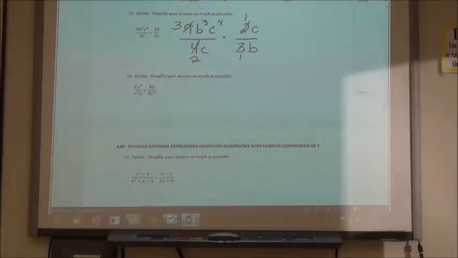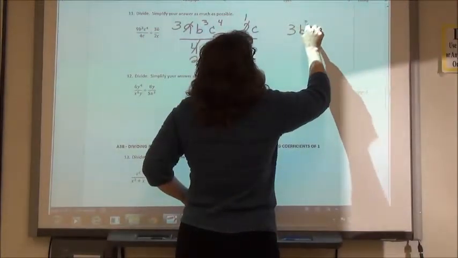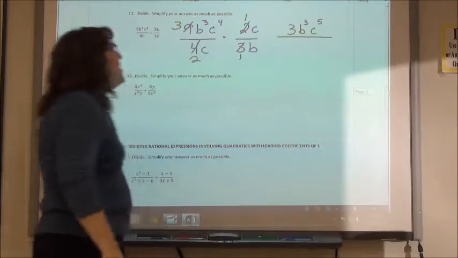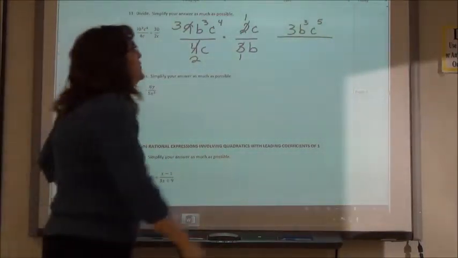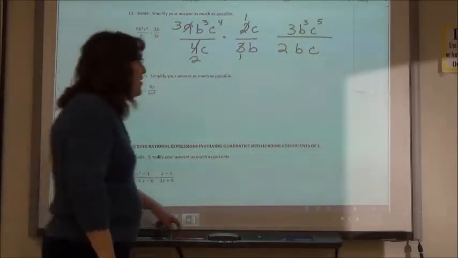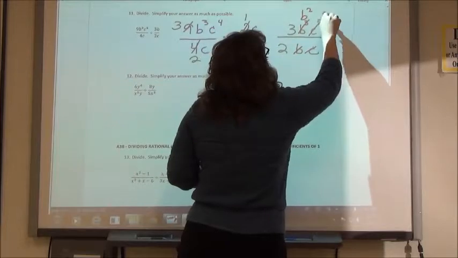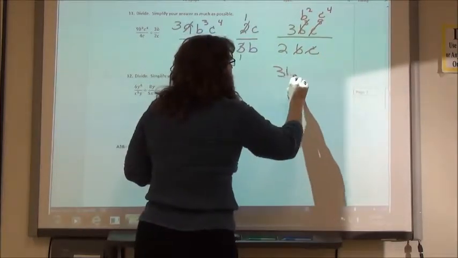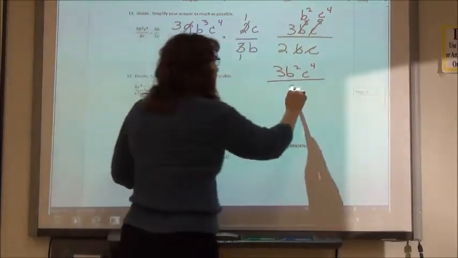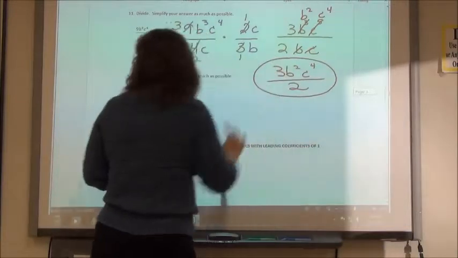So if I multiply across the top, I'm going to get what? 3b, 3c to the 5. Exactly. 4 plus 1 more is 5. On the bottom, 2bc. And then I'm going to do some canceling with my variables. I can take out 1b and 1c. And so my answer is going to be 3b squared c to the 4th over 2. Just a plain old 2, exactly. All right, go ahead and try number 12.